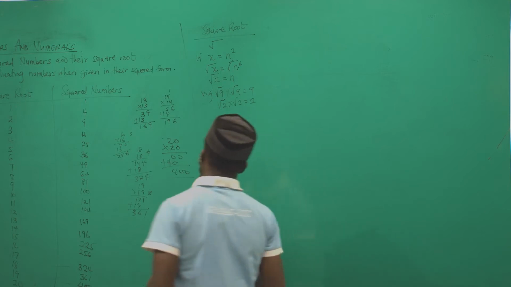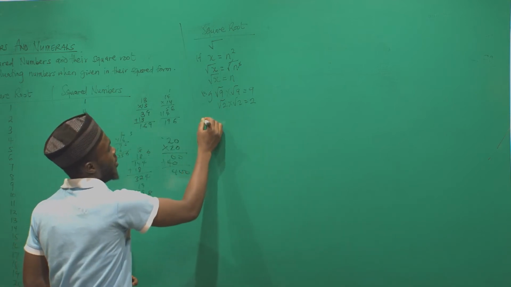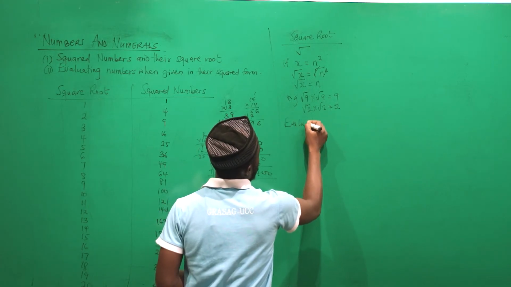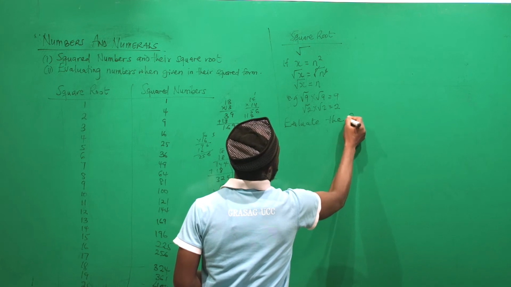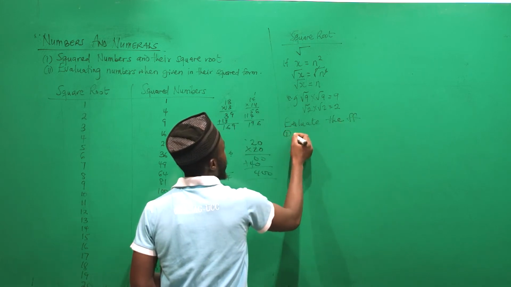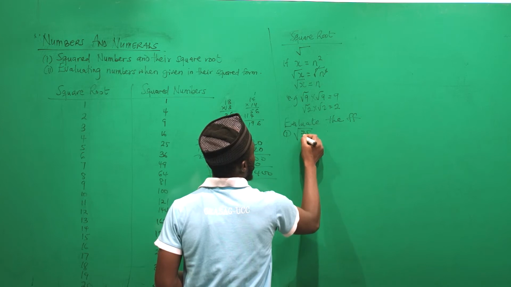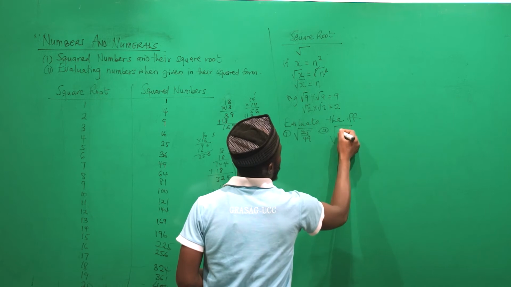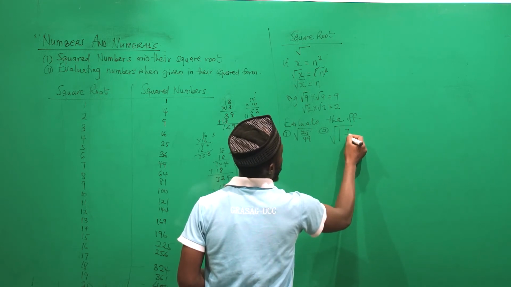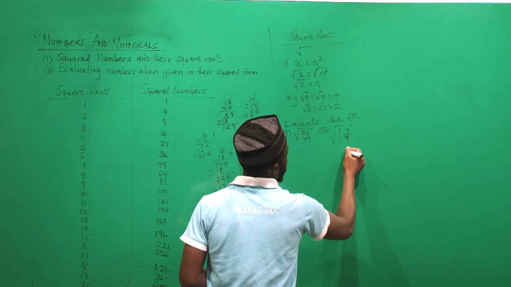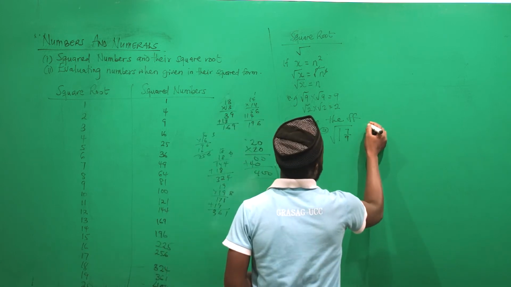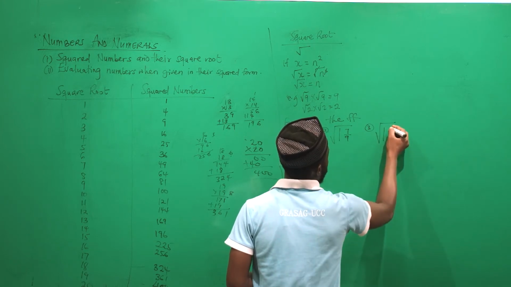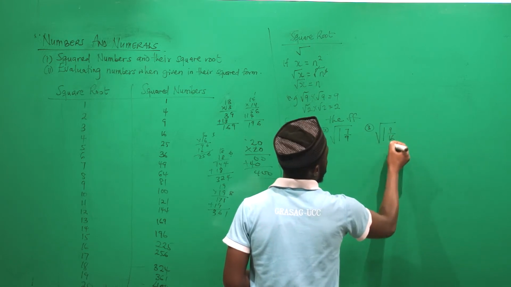Okay. So now let's take an example of what we are about to do. Example: evaluate the following. One, square root of 25 over 49. Two, square root of 1 whole number 7 over 9. And three, square root of 1 whole number 9 over 16. Okay.